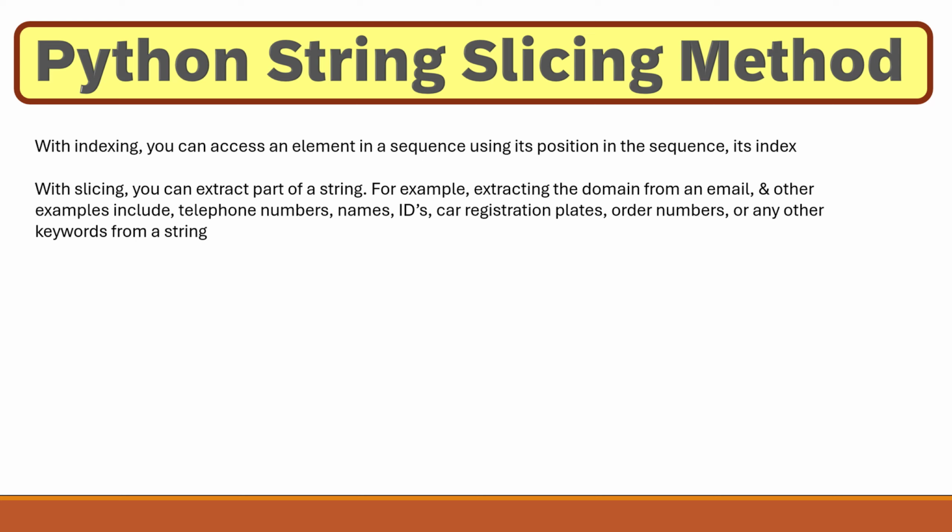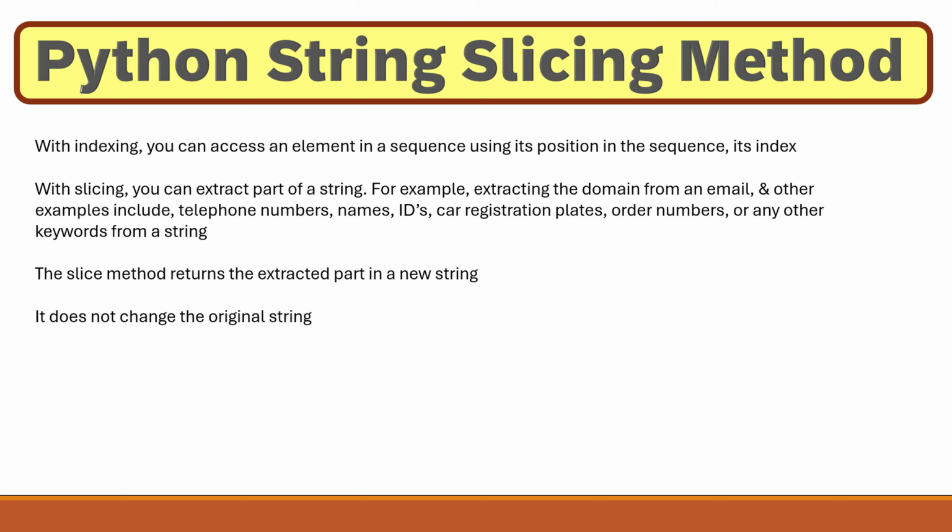So maybe you want to extract some information from a string, like the email domain example we looked at in my last video. Although that was a video on the index method, we did have a look at how to extract the domain from an email, which is actually the slicing method. But it could be anything. It could be telephone numbers, names, IDs, car registration plates, order numbers, or any other keyword from a string. The slice method returns the extracted part in a new string and does not change the original string.